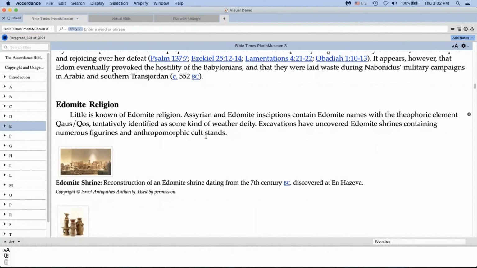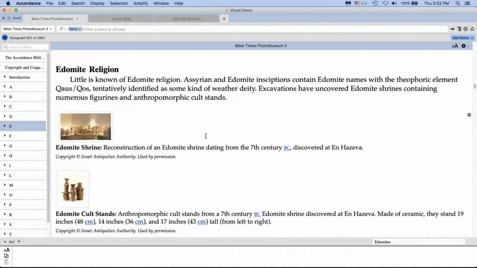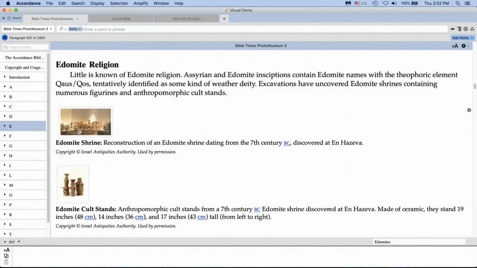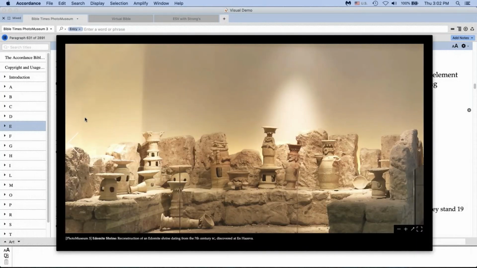Here's the Edomite religion. Little is known, but what they have uncovered is this shrine. Here's an example of a picture that is licensed from the Israel Antiquities Authority, used by permission, and you'd need to go to them to get a copy of it. And this is a reconstructed cult stand in the Israel Museum that was from an Edomite site, which shows a little bit about the Edomite religion at that time. The Edomites are definitely mentioned in the Bible, but as far as we could tell archaeologically, they had their own local deities.